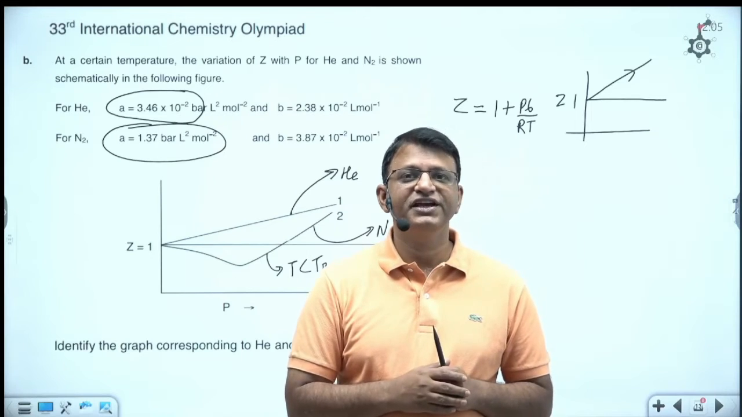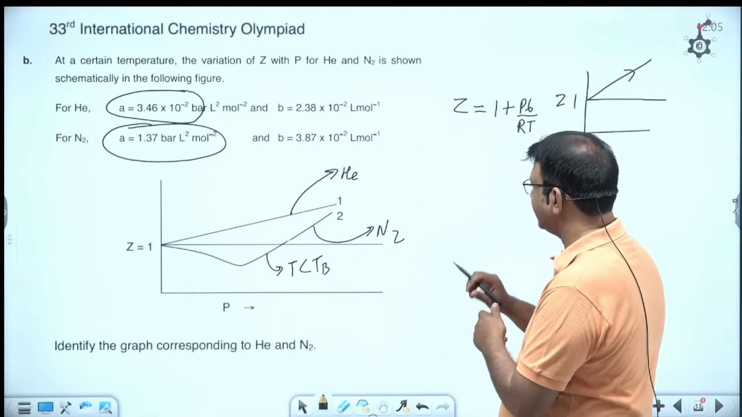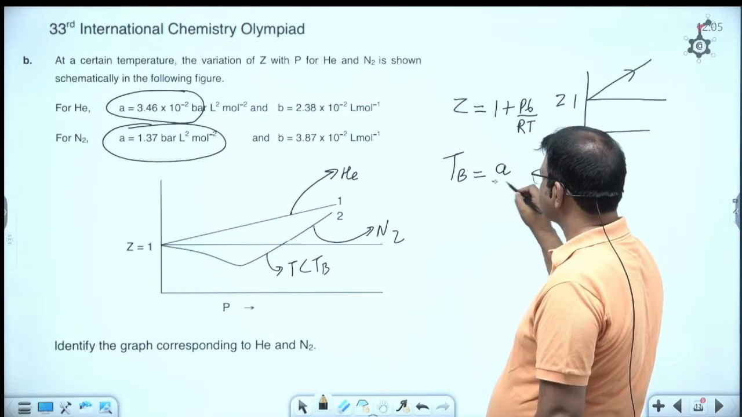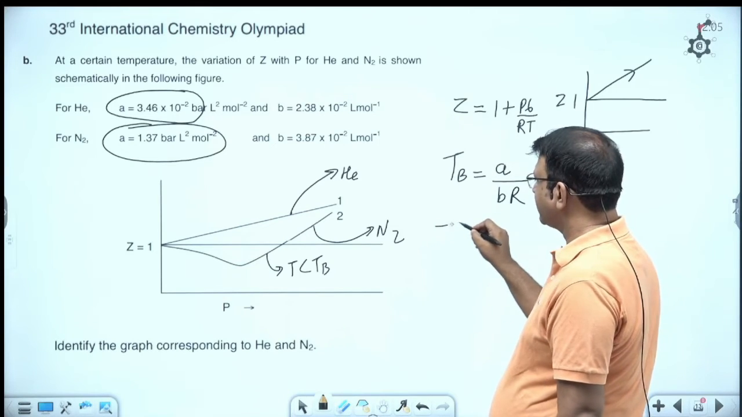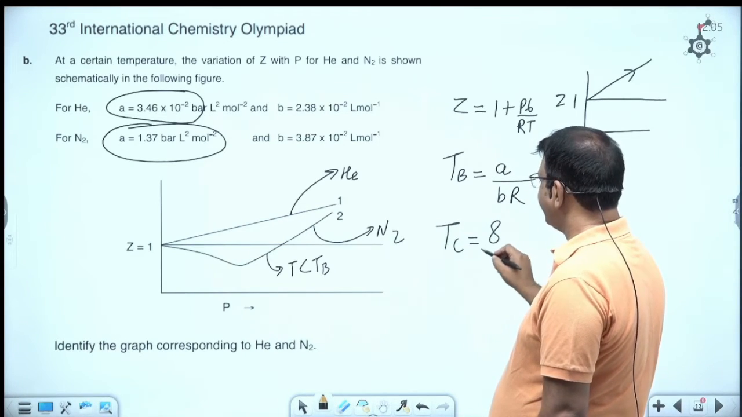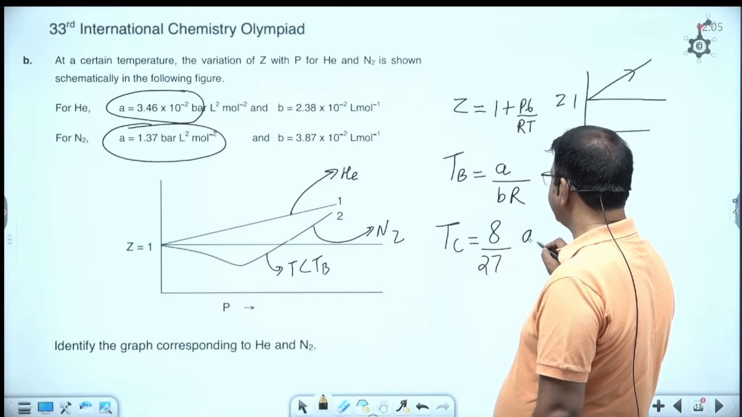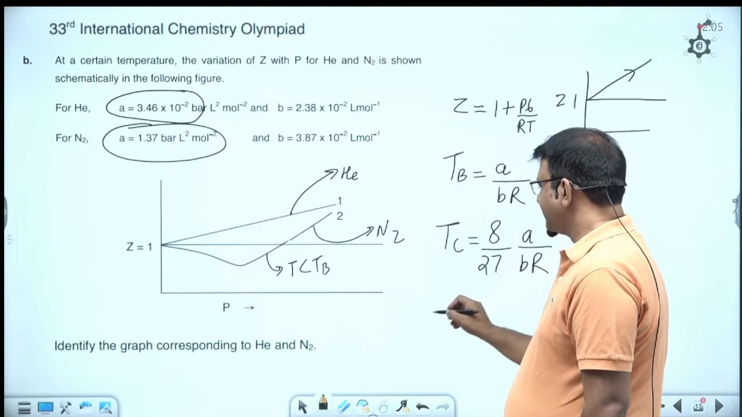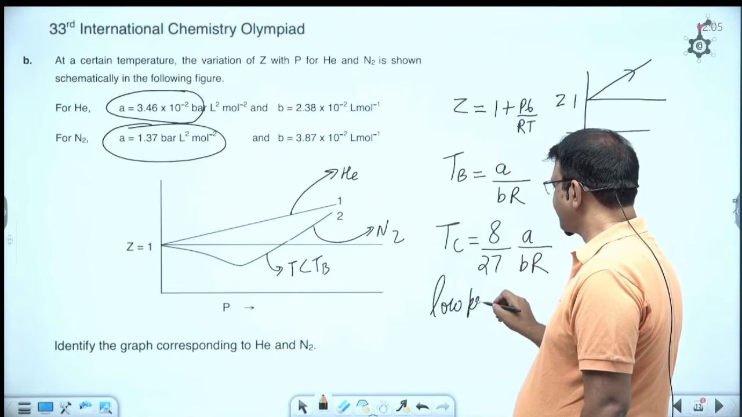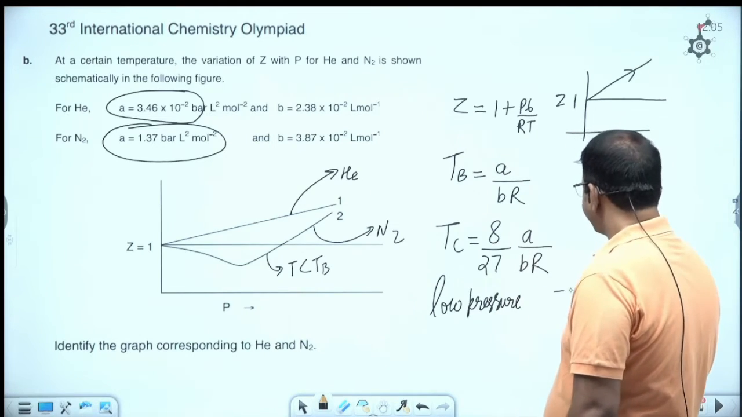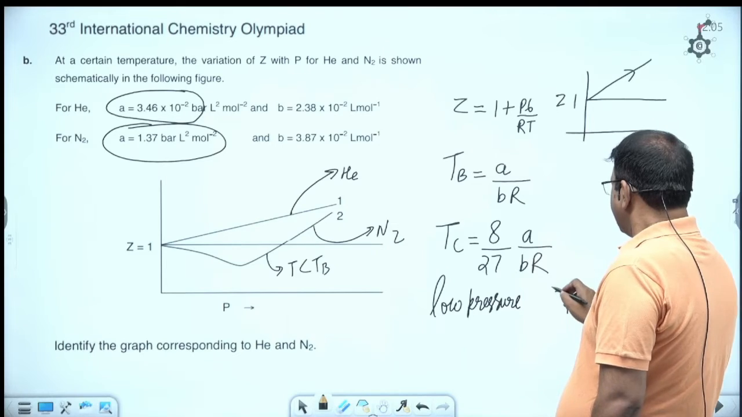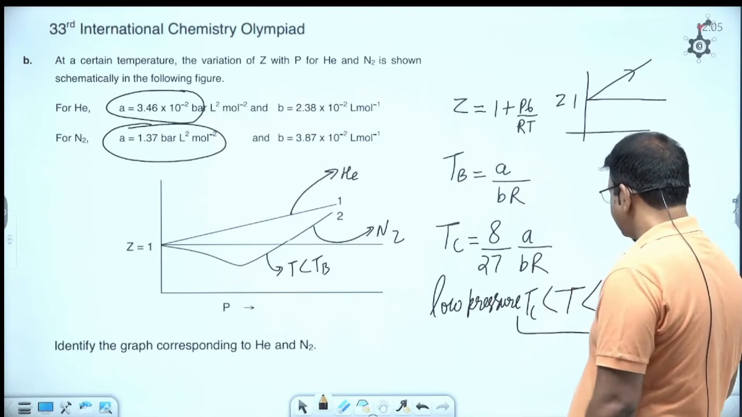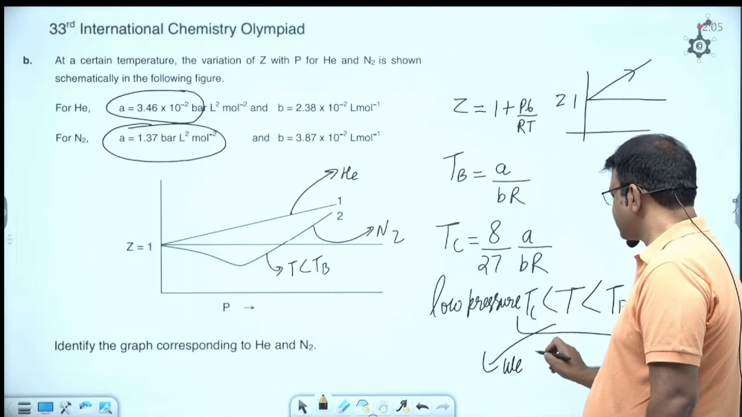Boyle's temperature for a van der Waals real gas is equal to A upon BR, and when we calculate the critical temperature, that is very low, 8 upon 27 times A upon BR, right? So the critical temperature is much smaller than the Boyle's temperature. So when we are saying that we are in the low pressure range, and the temperature is above the critical temperature and below the Boyle's temperature, under this condition we cannot liquefy the gas.